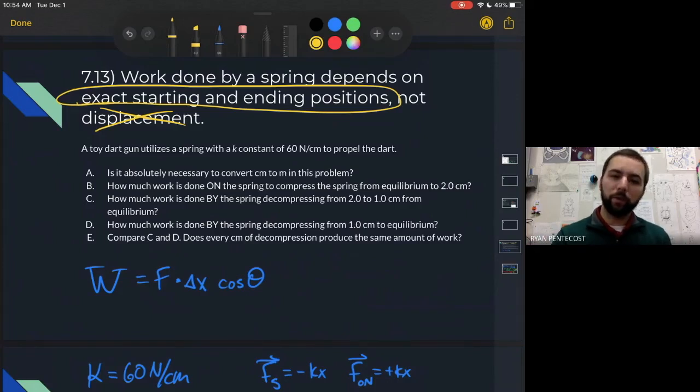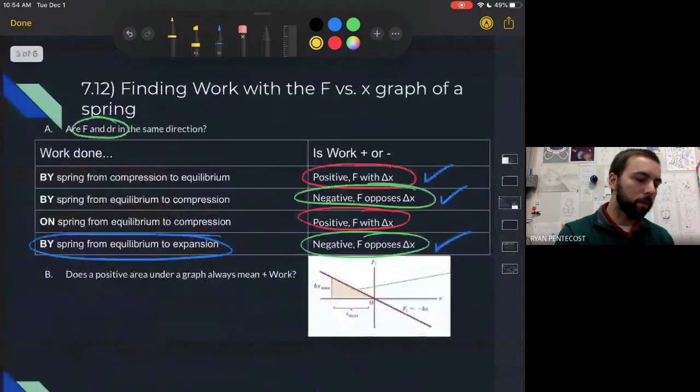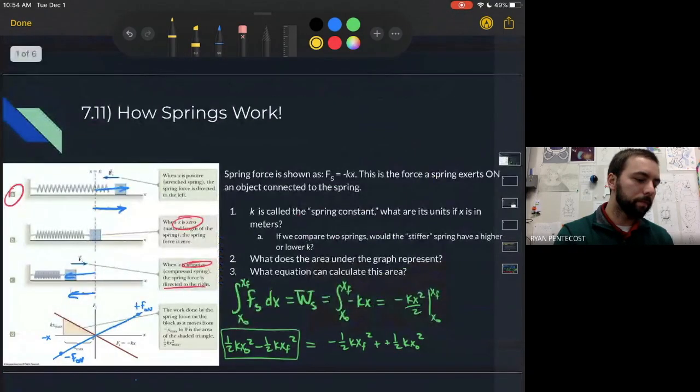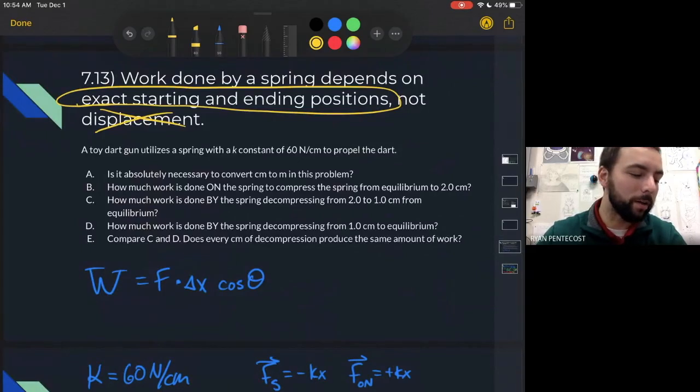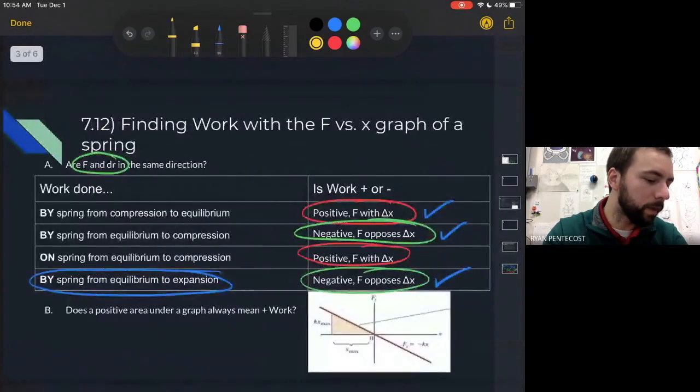Springs have a special force equation, and they also have a special work equation, because their force doesn't just depend on displacement. Their force depends on exactly how far you have compressed it, or exactly how far you have stretched your spring. So when I said earlier that, oh darn, where did I put that? I mentioned it earlier, I promise. It was when we were talking about integrating. That's it.